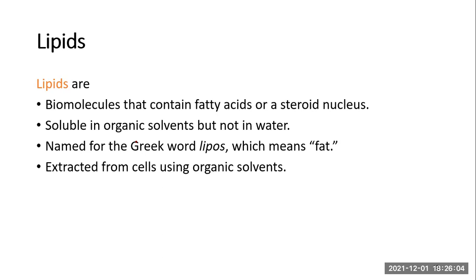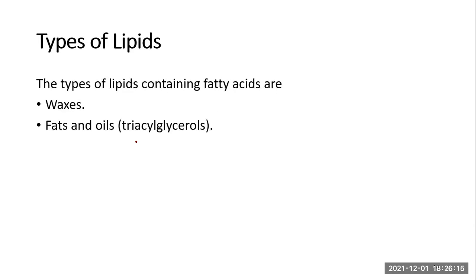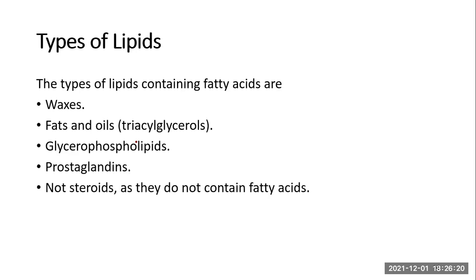They're named for the word lipos, which means fat. You could extract them from cells, obviously, using some type of organic solvents. The lipids contain fatty acids in one of these classifications. And in this chapter, we'll talk about all these guys a little bit: waxes, fats and oils, which are sometimes referred to as triacylglycerols, or TAG, glycerol phospholipids, prostaglandins, and again, we'll talk a little about steroids at the end of this chapter. They don't contain any fatty acids.